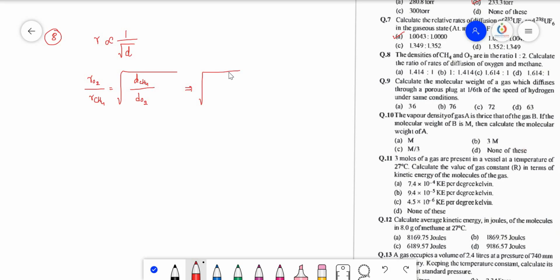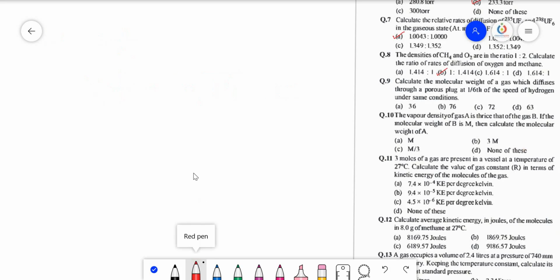Here density is already given. So density of methane is given as 1, and oxygen is given as 2. To solve this, the value is equal to 1:1.414. So 1:1.414 means option B is correct. Let us solve question number 9.